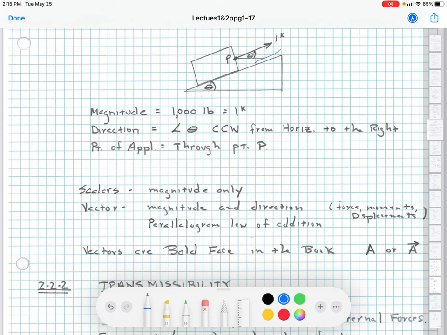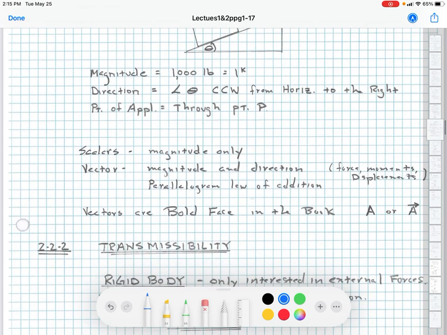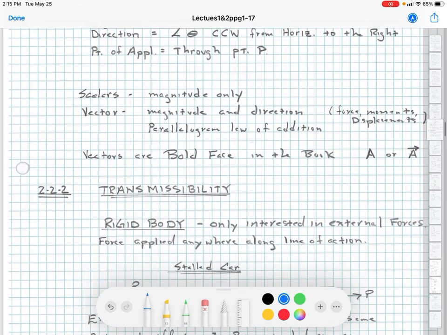Let me get this right for you. This is 1,000 pounds right there. Okay, and it's at an angle, theta, counterclockwise from the horizontal. And the point of application is through P. So those are all the things that we talked about that had to be satisfied.